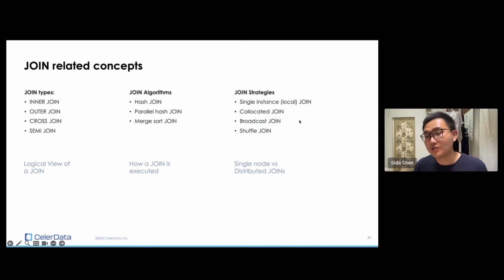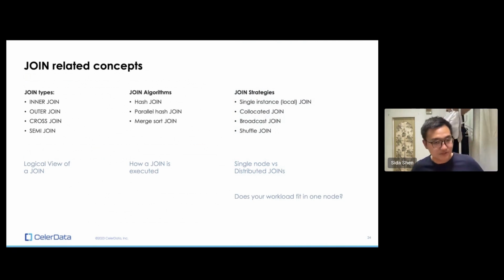And there are join strategies, and this is the key. You can have a single instance join, like a local join. We call it a local join. We can do a collocated join, broadcast join, shuffle join, and this is all on a network level, right? So this is really single node versus distributed, and the strategy of distributed joins, right?